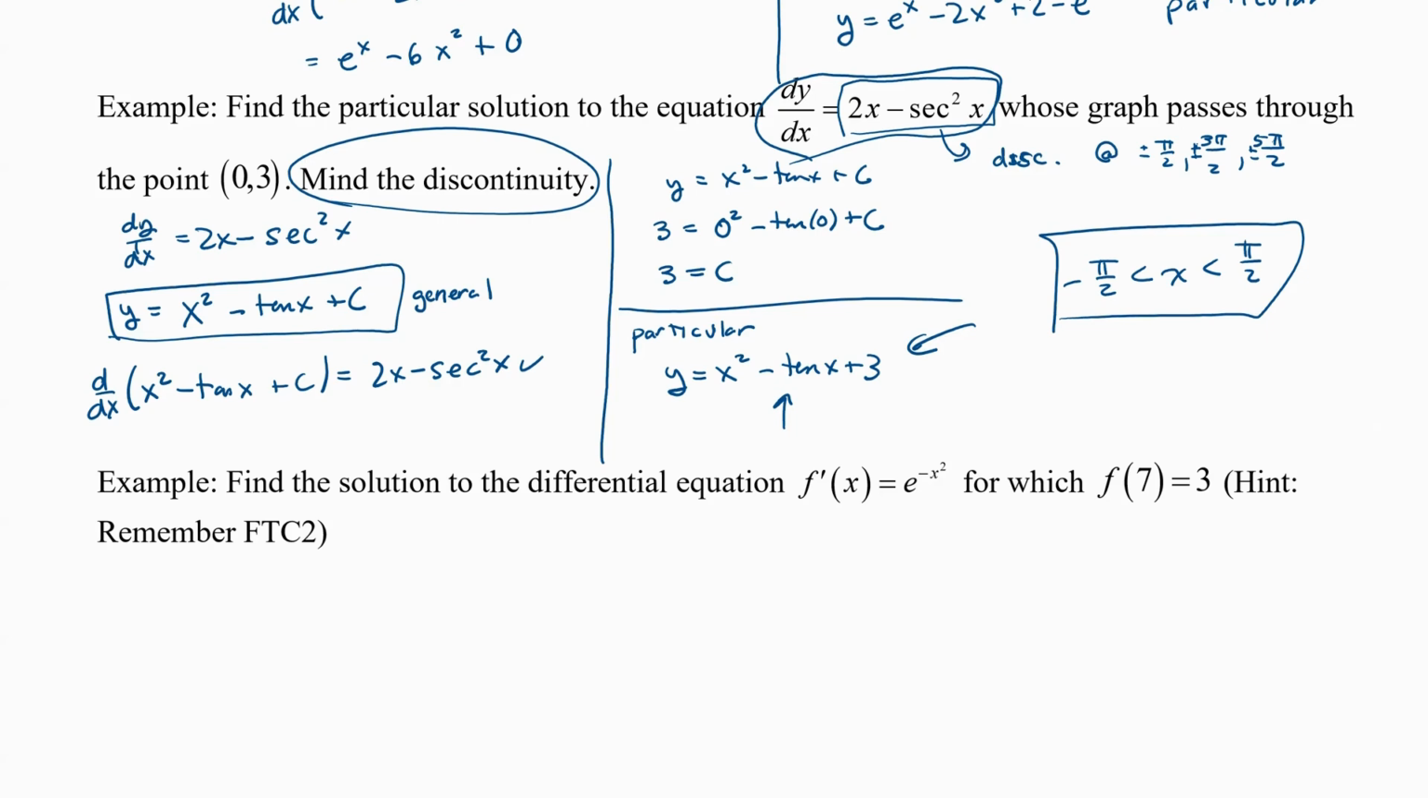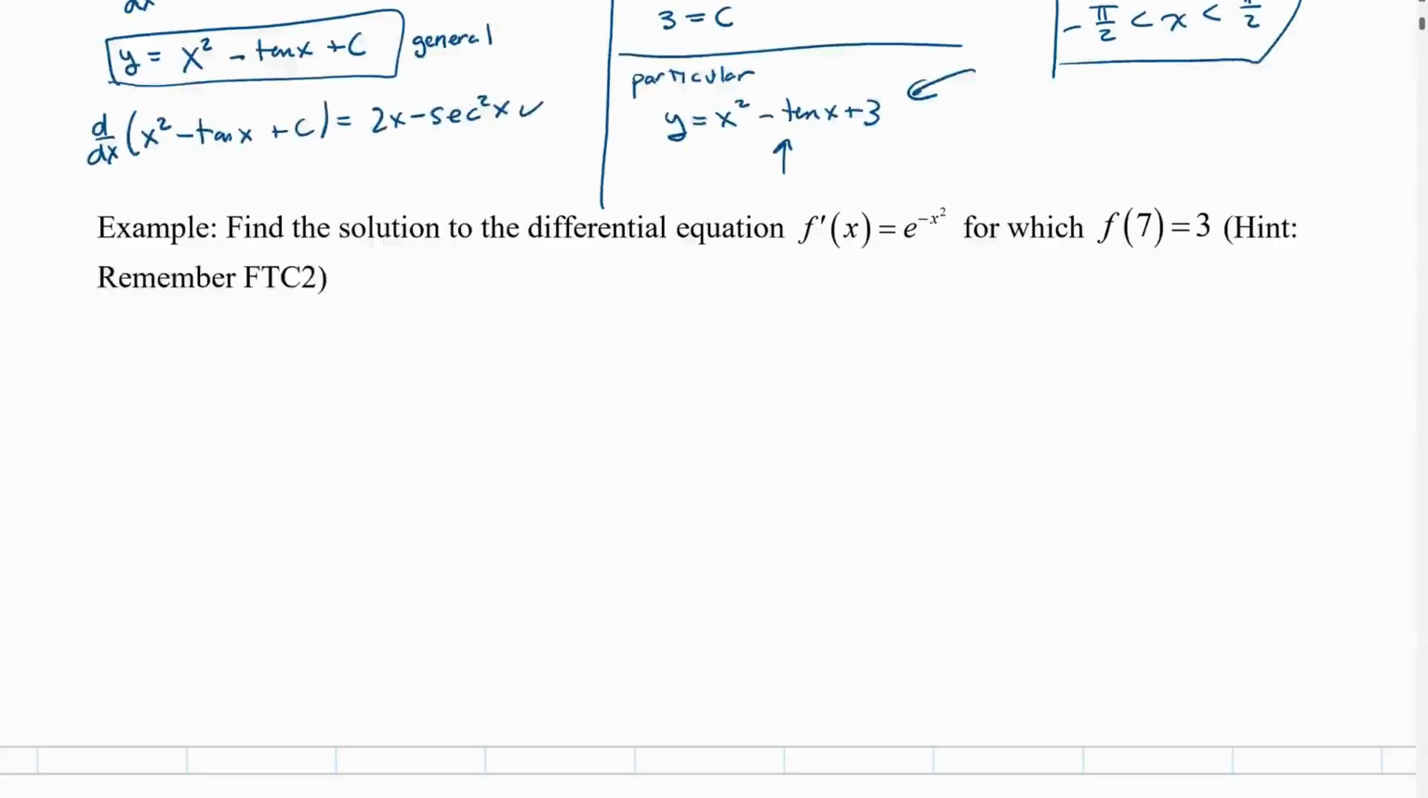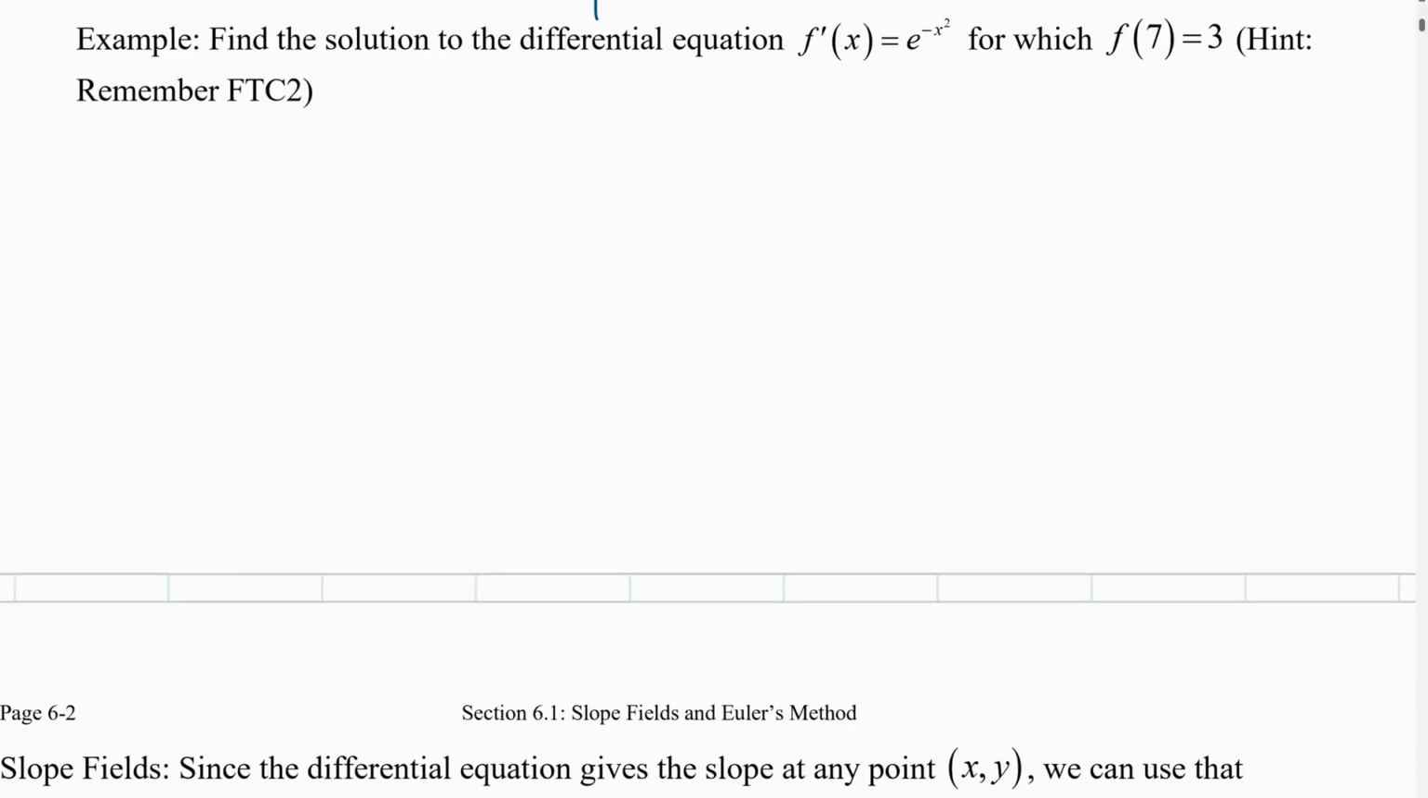Fantastic. All right. Now, problem. What happens if we're asked to find the solution to a differential equation where we don't know the antiderivative? Now, normally I just say, well, the antiderivative of e to the negative x squared, I don't know, maybe it's negative e to the x squared. Maybe I'd say that's what I think the antiderivative is.